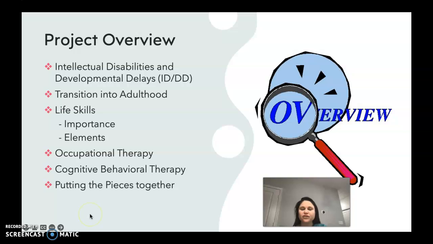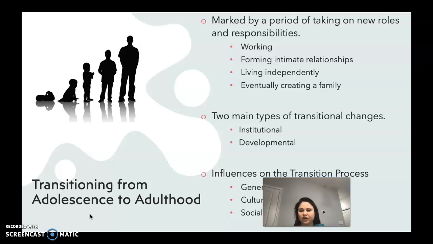A quick project overview. We're going to review intellectual disabilities and developmental delays, the transition process from adolescence to adulthood, life skills, occupational therapy, and cognitive behavioral therapy.